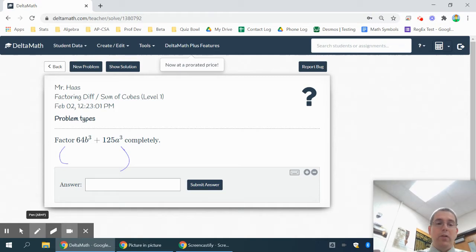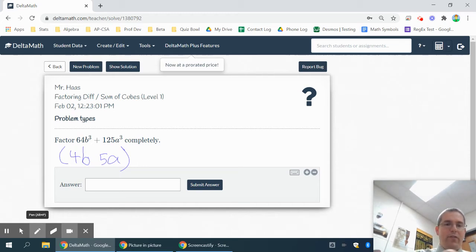Remember, a relatively small number will do it. So 4 times 4 is 16, times another 4 is 64. So I have 4b is what I would need to multiply 3 times to get 64b to the third. Now to get 125, since it ends in 5, I'm suspicious that 5 might work. So 5 times 5 is 25, times another 5 is 125, so a 5a. So that's your first term and your last term.